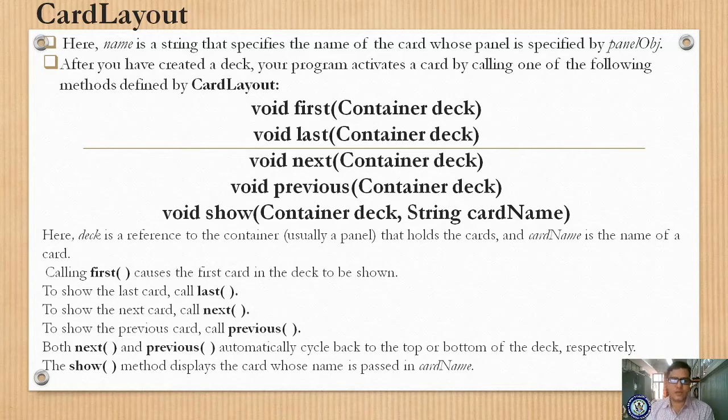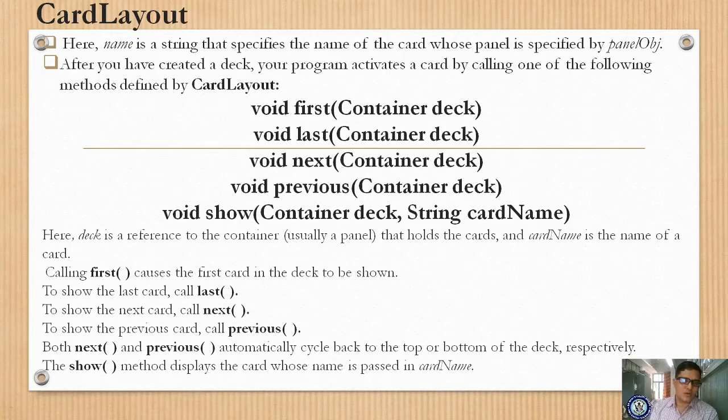Now to display the deck as well as the containers, we have to use the void show method. The void show method takes Container deck and String cardName. Here deck is a reference to the container that holds the cards, and cardName is the name of the card. Card name is the name of the card we are using.